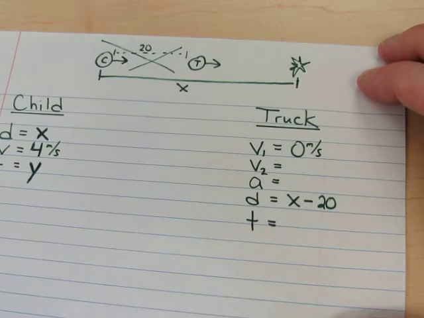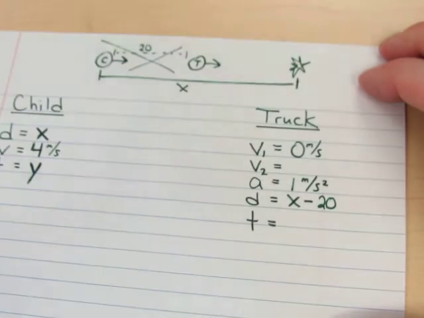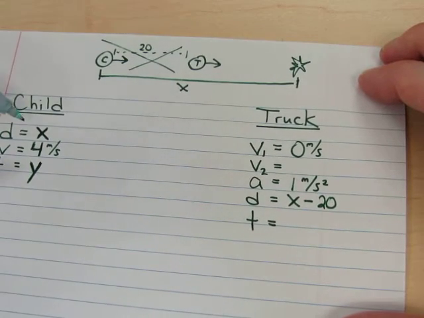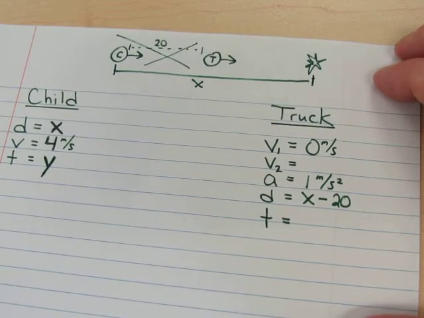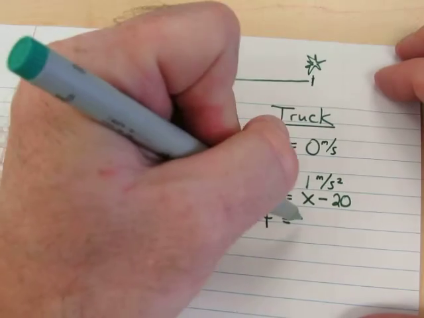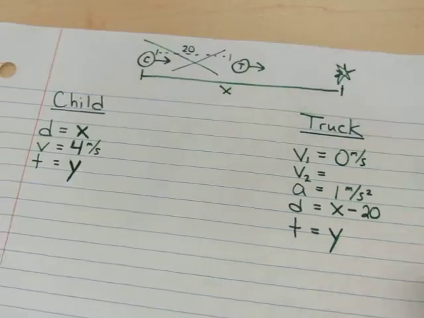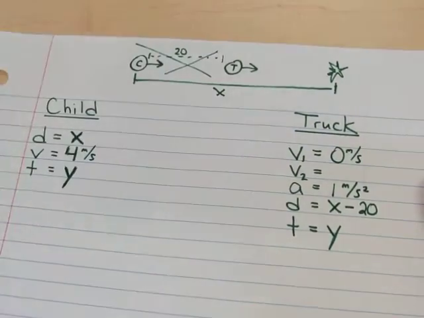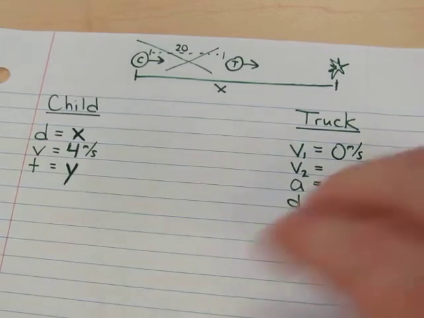It accelerates away at 1 meter a second squared. Now, there's no hesitation time here. The truck begins to roll away, the girl starts running after it, so we don't have to add on or subtract a certain number of seconds. The child runs for time Y, the truck moves for the same time Y. And that's it. If you have the givens list made correctly, you are mostly done the question.